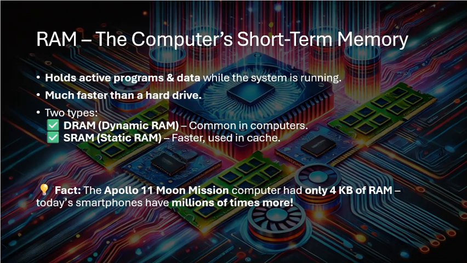There are two main types of RAM. DRAM, which is dynamic RAM, is commonly used in computers' main memory. Then we have SRAM, static RAM, which is faster and used in cache. Did you know the Apollo 11 moon mission computer had only 4 KB of RAM? Today's smartphones have millions of times more RAM compared to this.